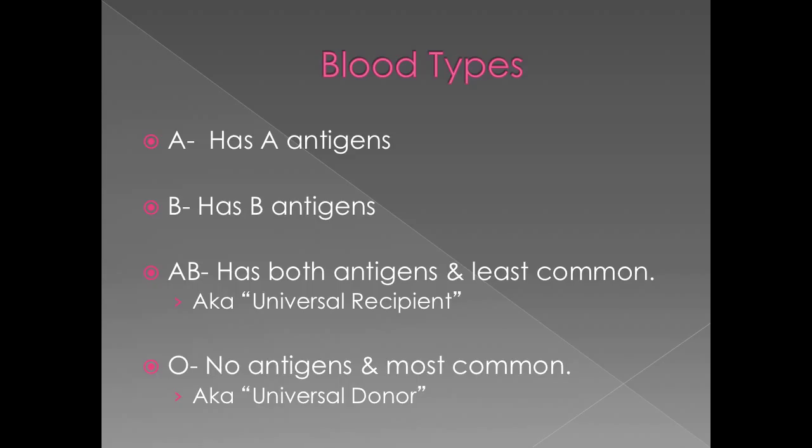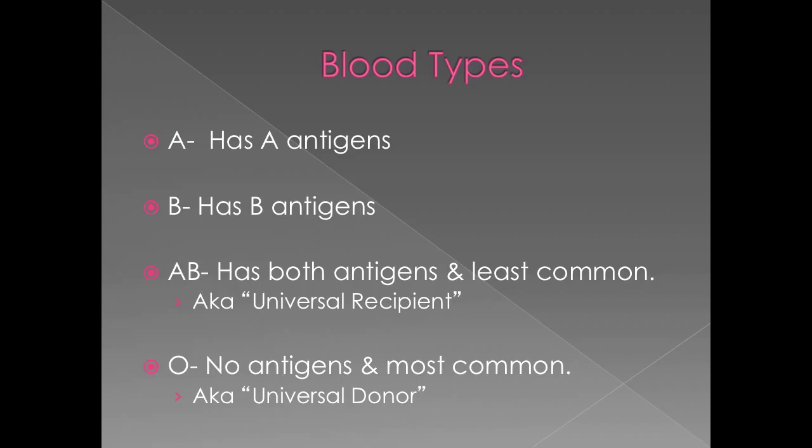There are several different blood types. There's type A, type B, type AB, and type O. Type A has A antigens. Type B has B antigens. Type AB has both A and B antigens, and it's considered the least common blood type in the world.